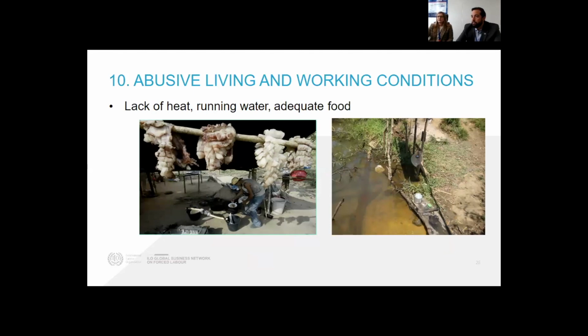Also the lack of heat, especially in winter time. The lack of running and drinking water, adequate food, etc. So in the image on the left, you can see some fish drying because there's no way to store the food properly. There's no fridge in this case. And on the right, you can see the water that the workers were drinking in this situation, and even bathing. You see there's a soap right next to it. And it is very common to see animals, cattle, horses drinking the same water.